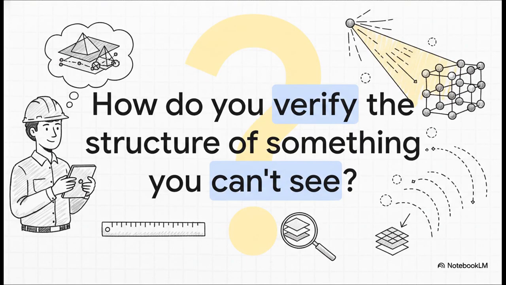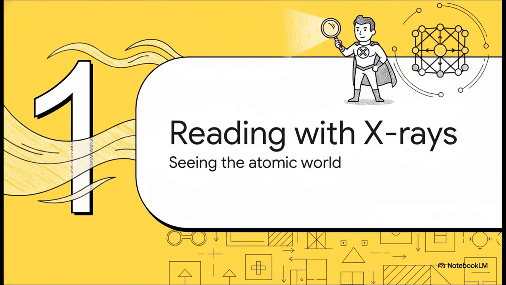Okay, but that creates a huge problem, right? If you're an engineer trying to design the next big thing, how in the world do you check your work? How can you be absolutely sure those atomic layers are lined up exactly the way you designed them when they are completely, totally invisible? The answer? You have to learn to see with a different kind of light.